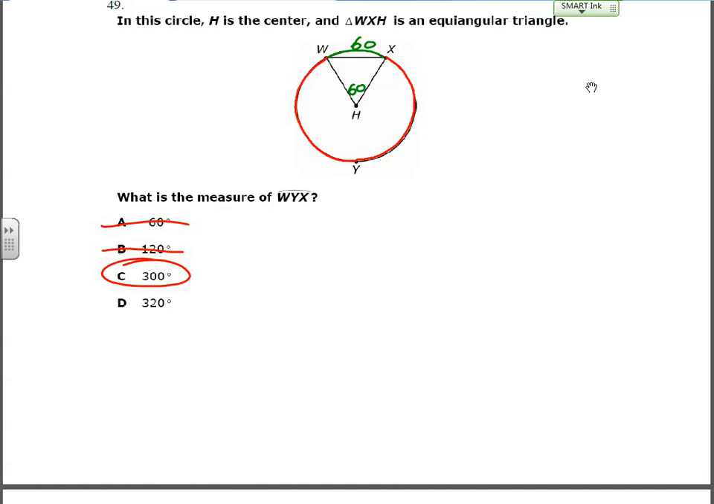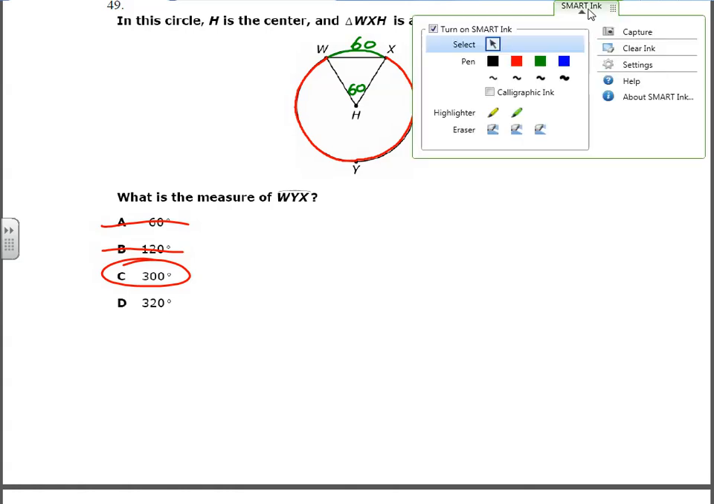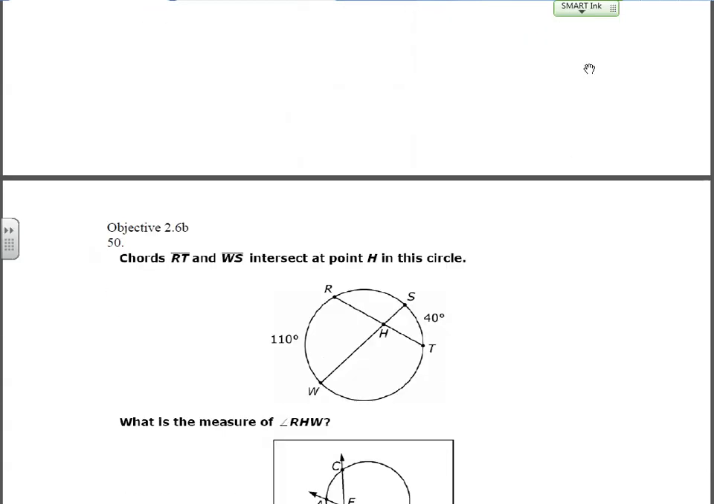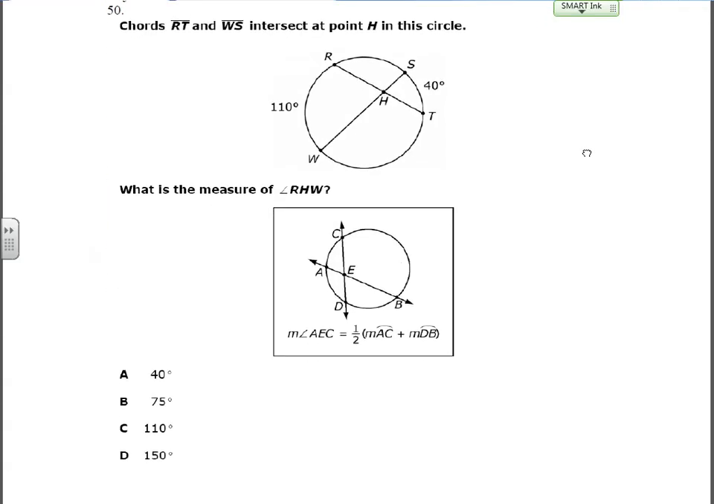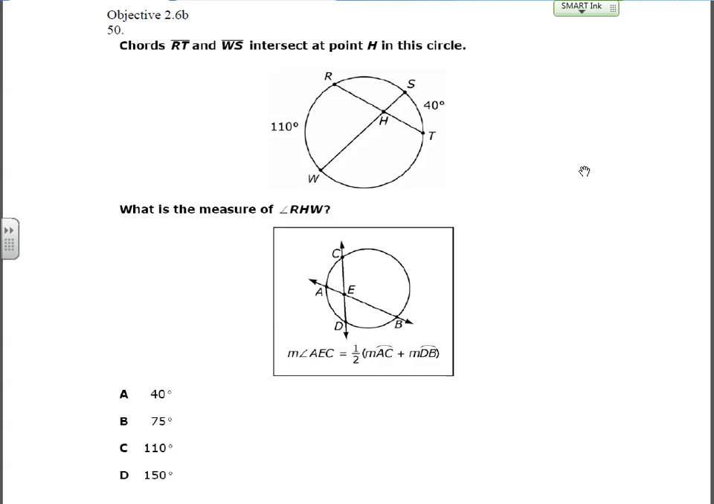Can you see why circles are my favorite shape? They're so cool. The next one, we start getting into chords and secants and tangents and segments within circles. These are admittedly a little more challenging. And so again, they're probably going to have the formulas on the test for you. If they don't, then you're not going to memorize them all before tomorrow morning at 9 a.m. So just take your best shot at it.